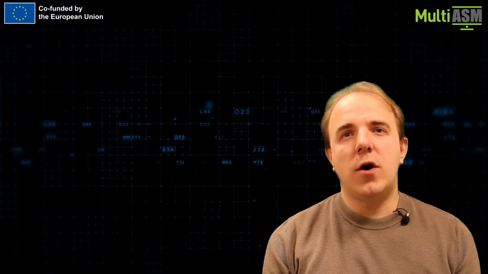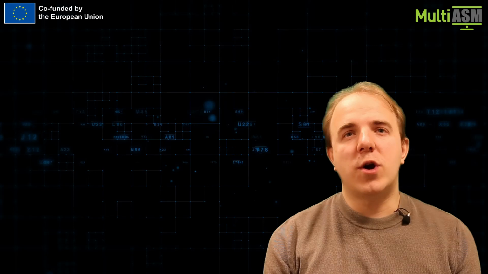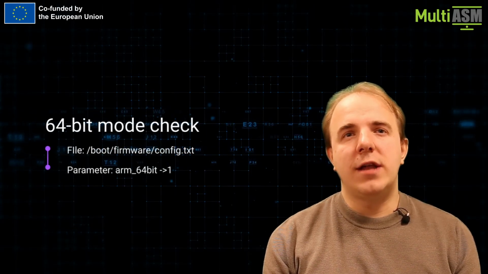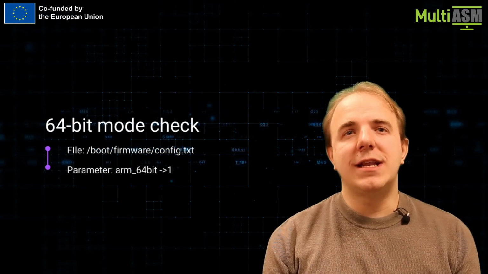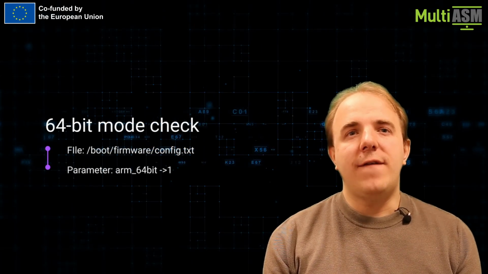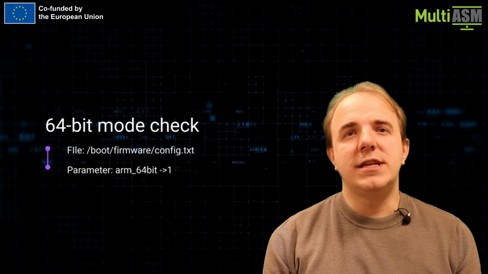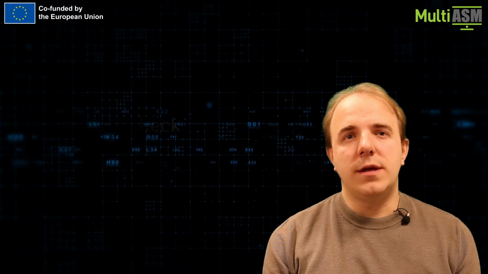Although Raspberry Pi OS can start in 32-bit mode, this can lead to compatibility issues when working with assembly. To avoid these problems, the operating system should run in full 64-bit mode. This can be verified by checking the system configuration file. If the parameter arm_64bit is set to 1, the system is running in 64-bit mode. If it's missing, it can be added manually.